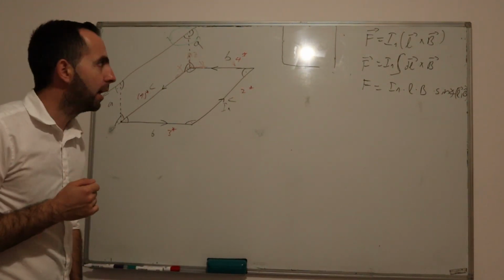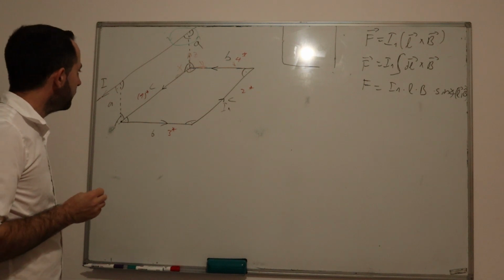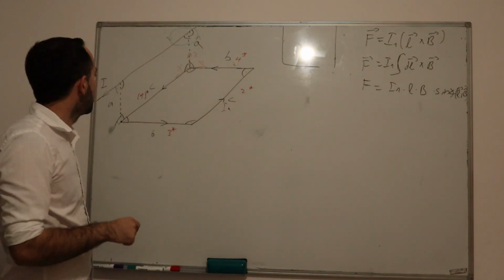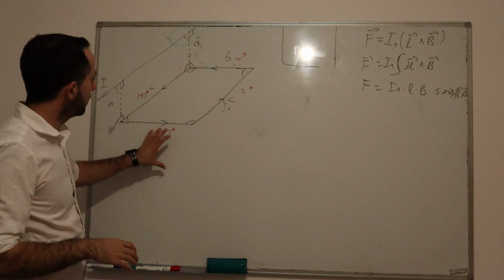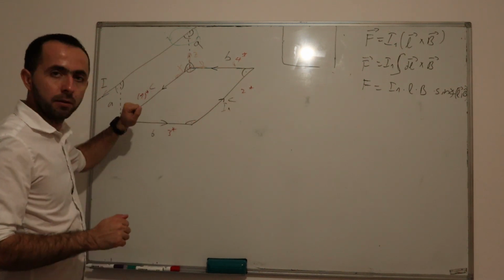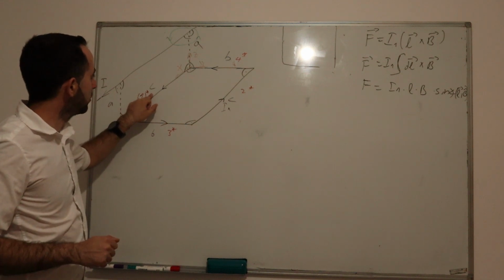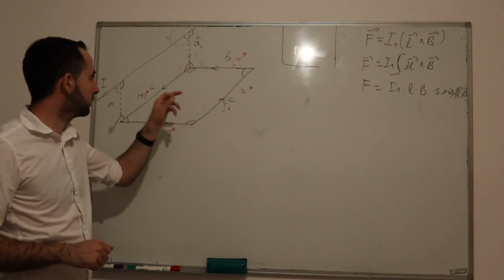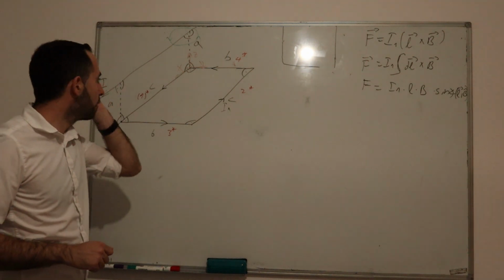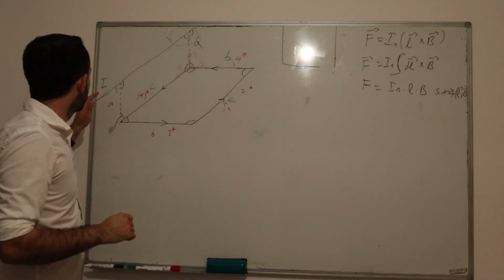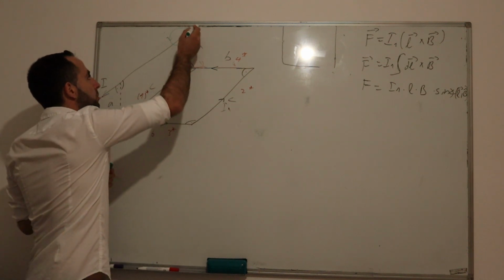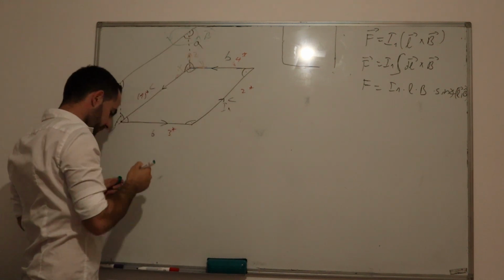Now we will calculate our forces on each part of our conductor. So we will have 4 cases. This will be the first case, this side will be the second, this will be the third, and this will be the fourth case. We know this conductor creates this magnetic field which has this direction, which are circles and so on.